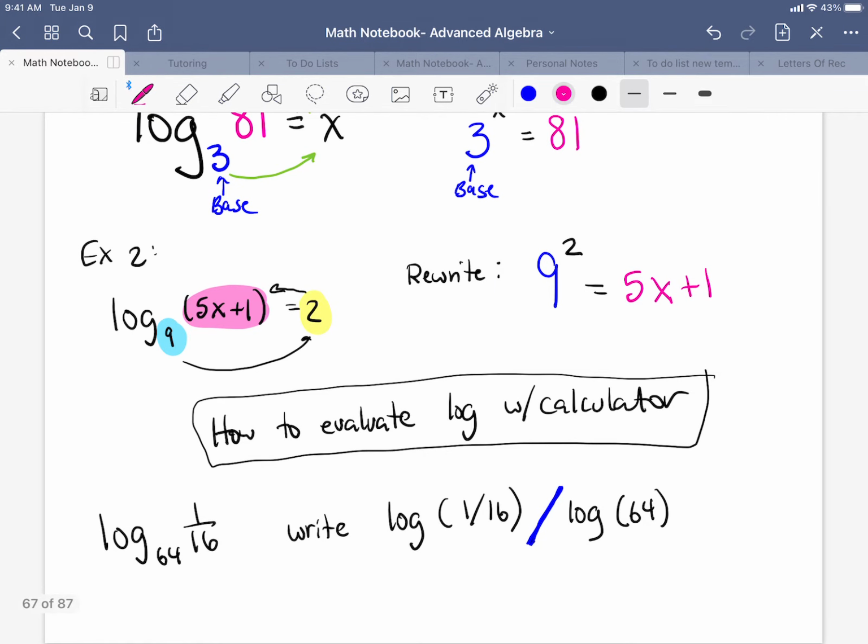Okay, how to evaluate a log with a calculator. So if you see something like this, the way you write this in the calculator is you're going to write log of the "of" number first. So this is sort of the "of" number, and then this one is the base. Remember, base means bottom. So think bottom, base, and this is base, so it goes in the bottom of the fraction. Just remember base, bottom. So you just write log of 1 over 16, so that goes first, divided by log of 64. That goes next. So what does that look like in the calculator?